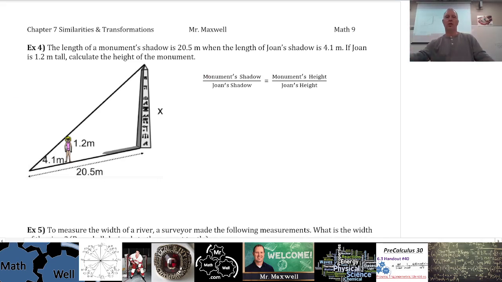So let's go with the method that we use most of the time, which is actually outlined here in the work. So it's already kind of started for you. Let's read the question. It says the length of the monument's shadow is 20.5 meters. And so that's actually indicated on the diagram right here. 20.5 is the length of the monument's shadow.